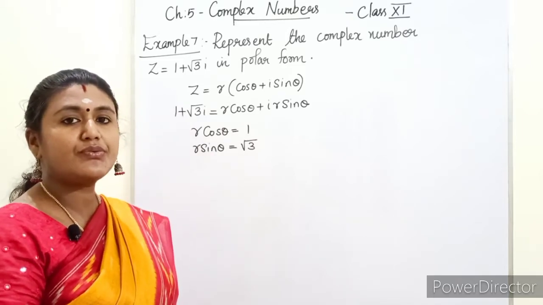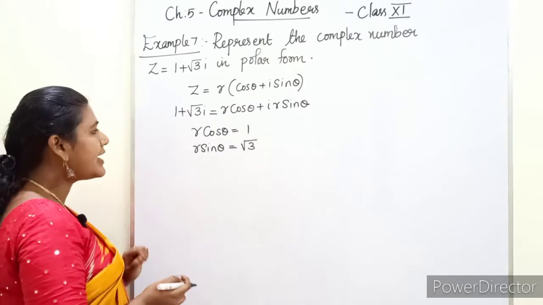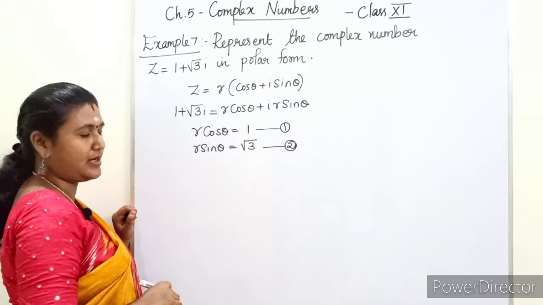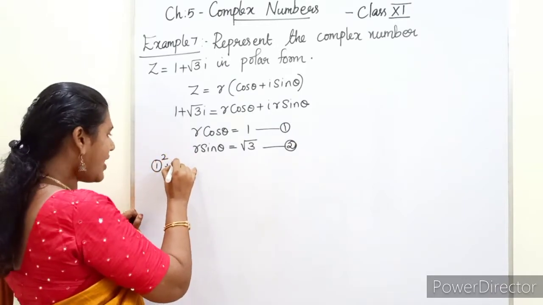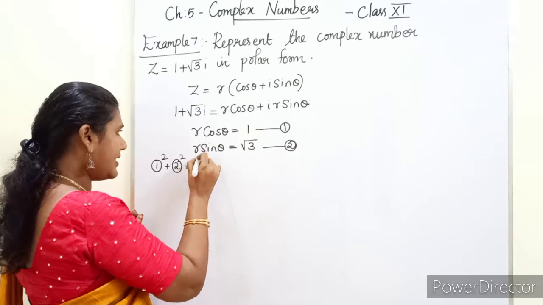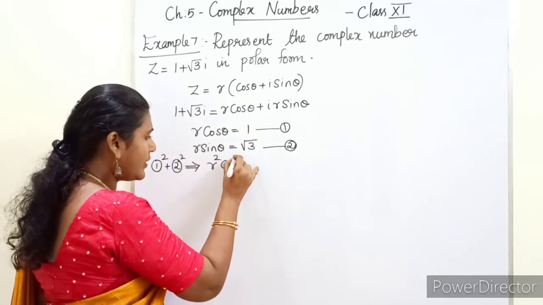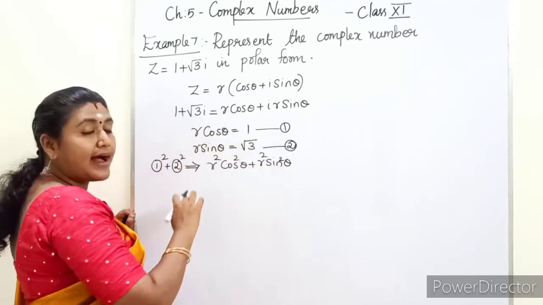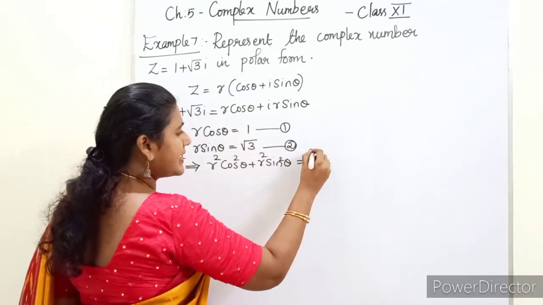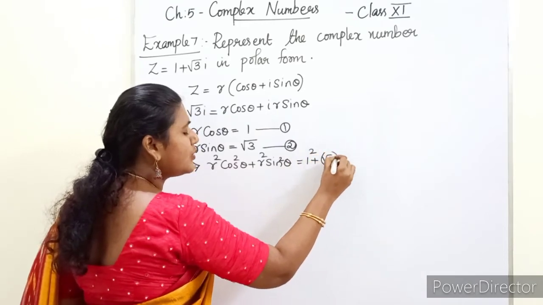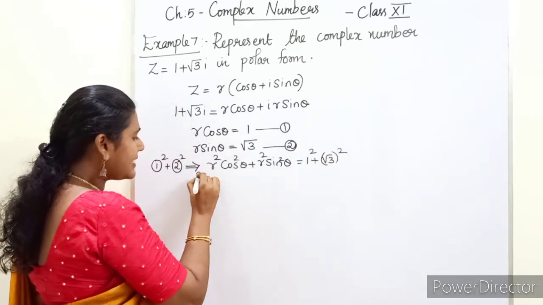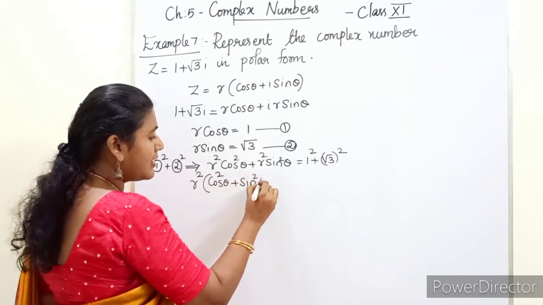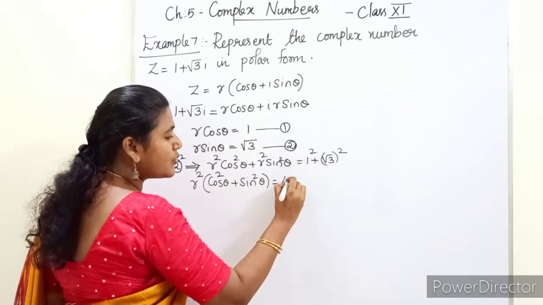From this I am going to find out the r value. For that, I have to square and add these two equations. So equation 1 squared plus equation 2 squared: r square cos square theta plus r square sin square theta. We are squaring and adding the left side, and similarly the right side, that is 1 square plus root 3 the whole square. From the left side I can take r square common. So cos square theta plus sin square theta is equal to 1 plus 3, which is 4.